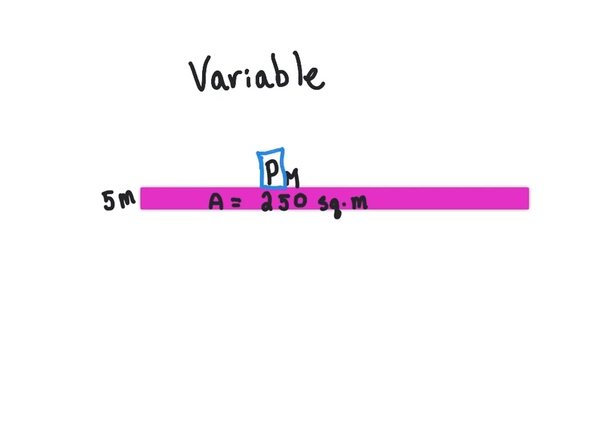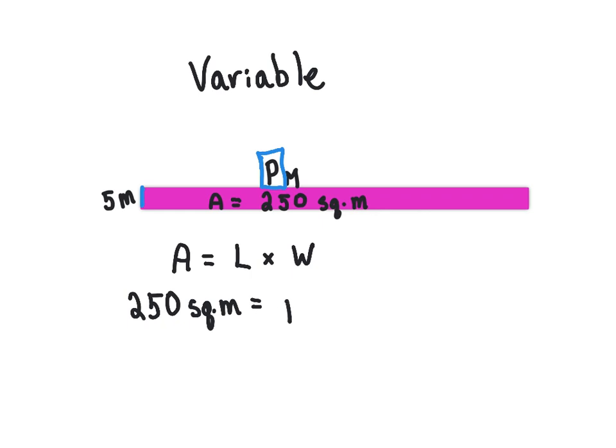Well, we do know that the area is equal to 250 square meters. We do know that the width over here is 5 meters, but we just don't know the length. So what we need to do is take out our formula, A is equal to length times width. And now we need to take our product and our factor and plug it in. Our product is 250 square meters, and we know that the width is 5 meters, but we don't know what the length is.